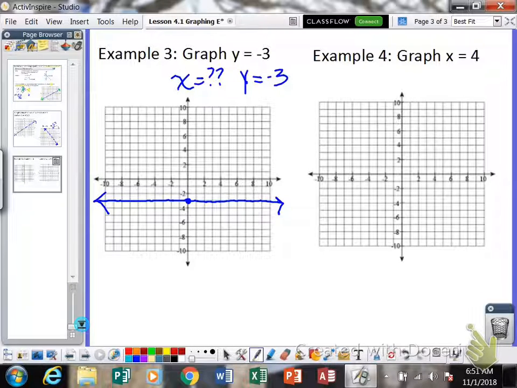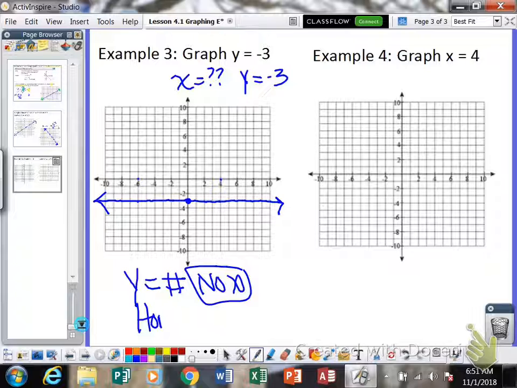So no matter where I am, no matter what x I pick, like if I pick negative 6, what's the y value? Negative 3. If I picked positive 4, what's the y value? Negative 3. So it's a horizontal line. So something that you need to remember: any equation that's in the form of y equals a number, so no x's involved, it's just y equals a number, will be a horizontal line. Horizontal line. And this has no slope, 0 slope.